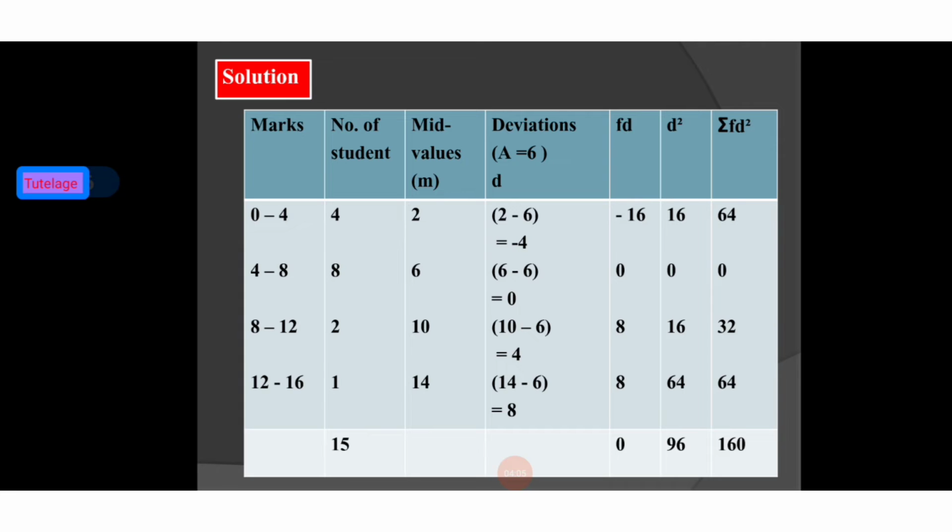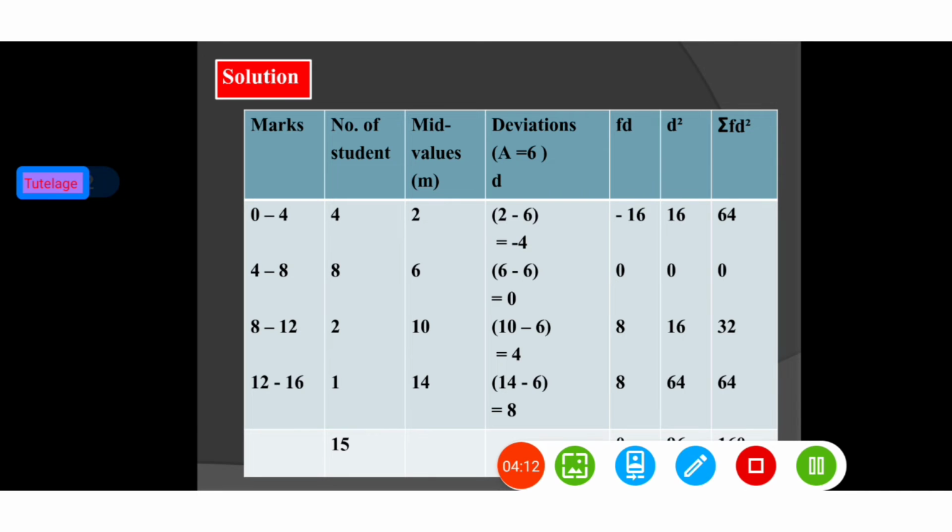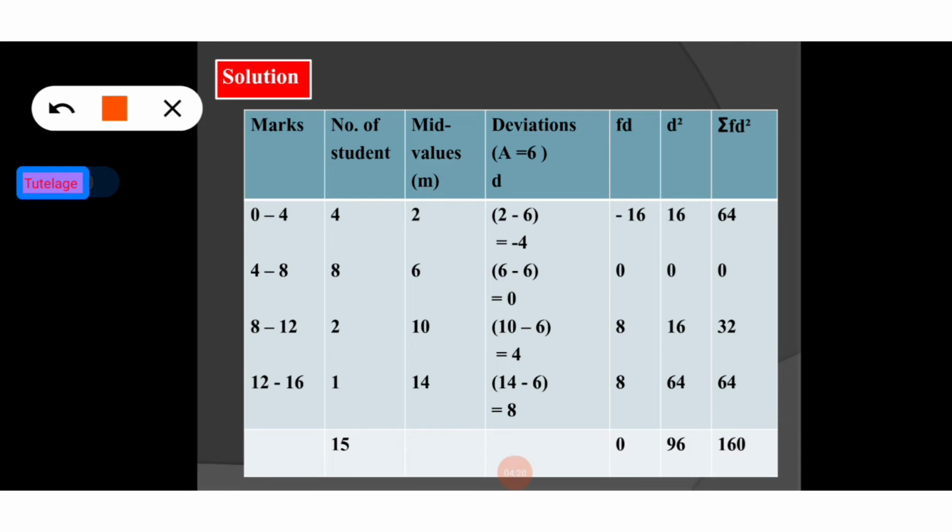So here we can see the solution for the particular problem, and we can see there are 6 to 7 columns. In the first column we can see the marks of the students, and the second column indicates the number of students. So 0 to 4, 4 to 8, 8 to 12 and 12 to 16.